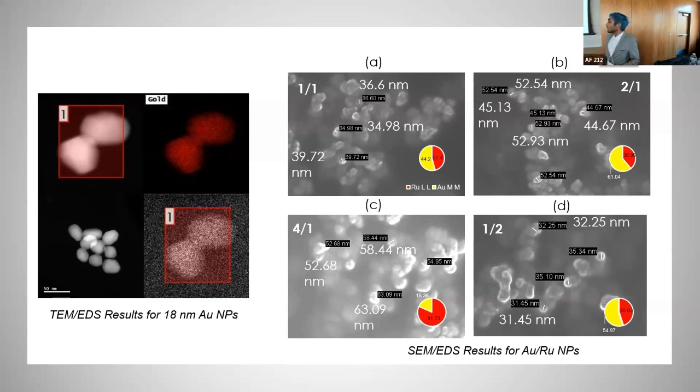And this is good for our synthesis of the core shell nanoparticles, which allows us to have a basis of understanding of what our nanoparticles are. And you can see the SEM images for 1:1, 2:1, 4:1, and 1:2. You can see in particular how the size varies with the increase of either gold as well as the increase of ruthenium. With the increase of gold, you can see that the size changes about 10 nanometers.